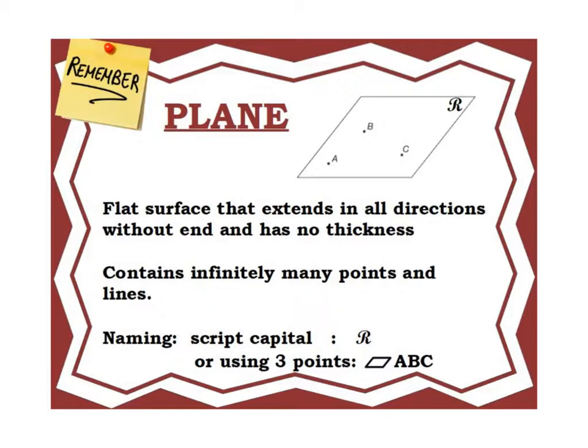The quick way to name it is to use a capital script letter. The line used a lowercase script letter. This is a capital script letter. Another way to name it is to name what's on it. If you can use 3 points that are on that plane, in this case I've got A, B, and C, we can name it with this little parallelogram symbol, ABC. But you have to pick 3 points.